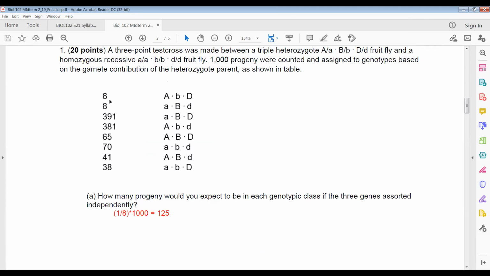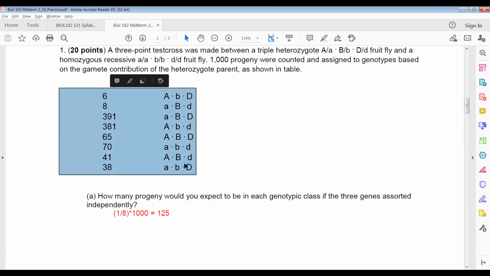However, this is not the truth, because you don't see equal numbers in each category. This is an indication that these 3 genes are linked. They are in LD. So what is LD? Linkage disequilibrium. This is a very important concept. I may ask you this question in the midterm.